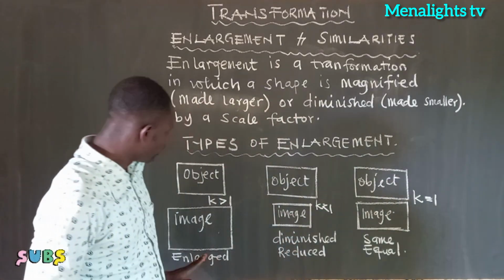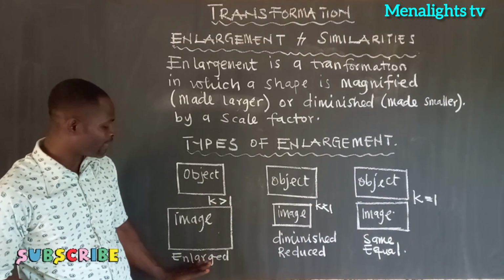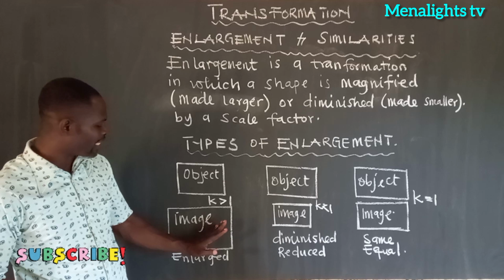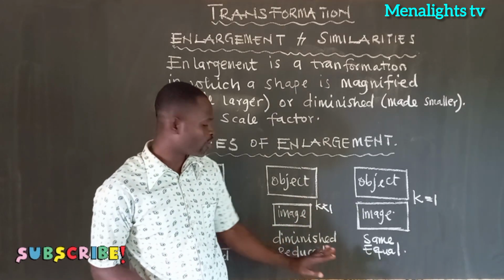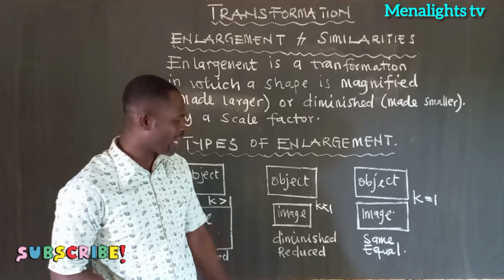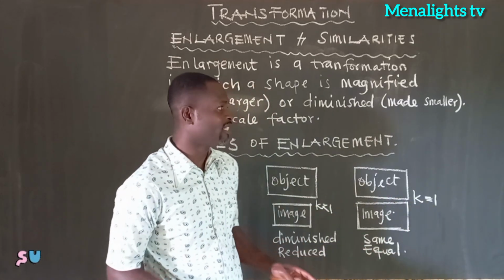Now, let's look at this. Here the object has been enlarged, so the image is bigger. Here the object has been diminished, so the image is smaller. Here the image and the object are equal, they are the same.